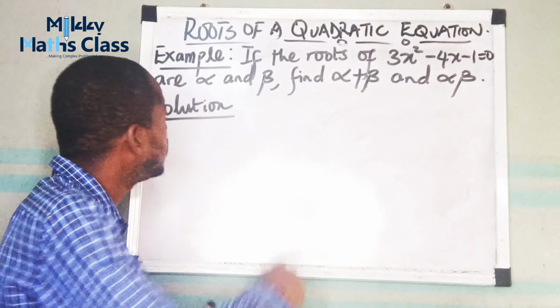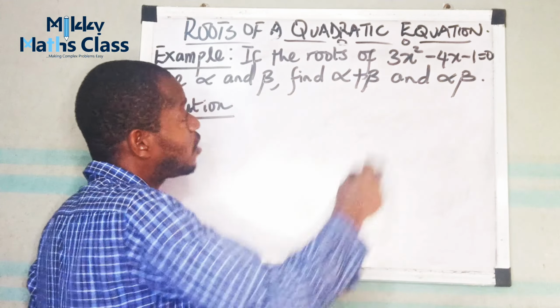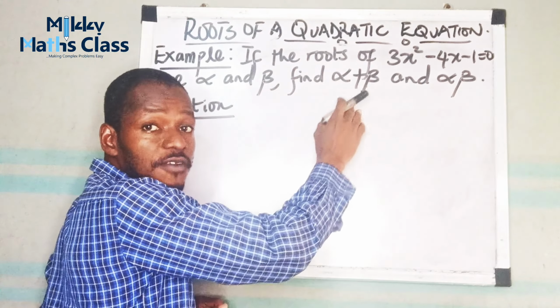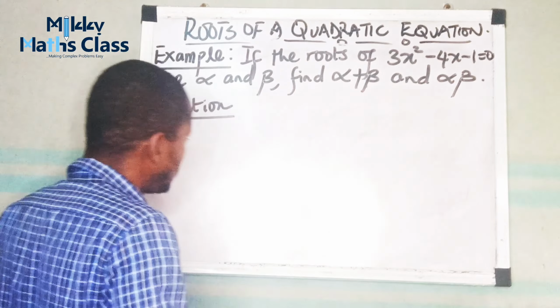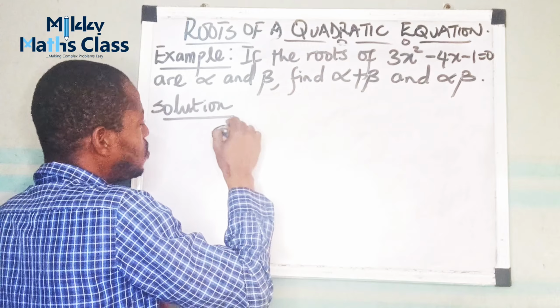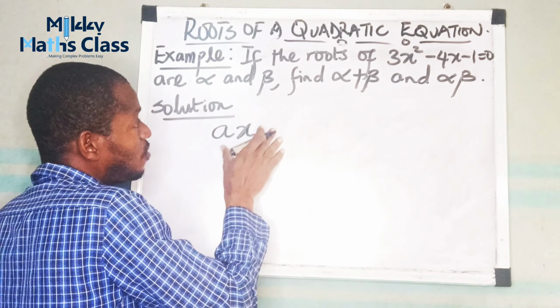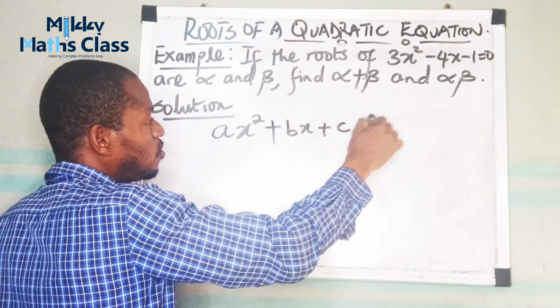It says if the roots of 3x squared minus 4x minus 1 equals 0 are alpha and beta, find the sum of the roots, alpha plus beta, and the product of the roots, alpha times beta. Now the first thing, if you compare this quadratic equation with the standard quadratic equation form, ax squared plus bx plus c equals 0.